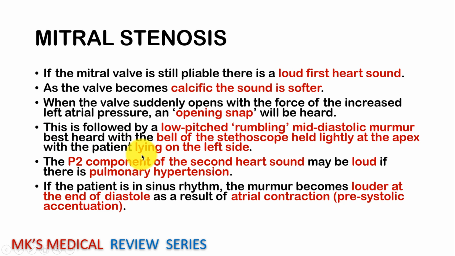The P2 component of the second heart sound may be loud if, of course, there is pulmonary hypertension. Then, if the patient is in sinus rhythm, the murmur becomes loud at the end of diastole as a result of atrial contraction. So you have what is known as pre-systolic accentuation. We'll talk about all these things when we talk about mitral stenosis. For now, I just want you to focus on how to pick up these different heart sounds.